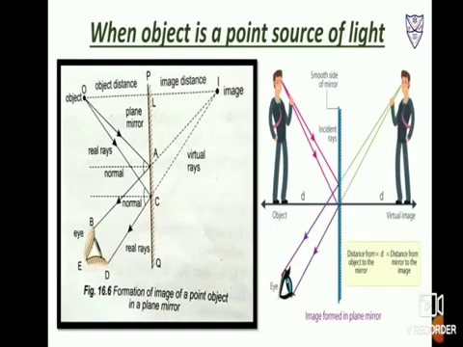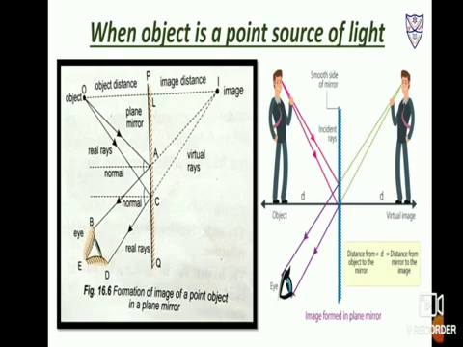Now students, let us discuss when the object is a point source of light. Observe the first image. A point source of light O is placed in front of plane mirror PQ. The rays of light starting from point O travel in all directions, but here we are going to take two rays, OA and OC. As soon as they strike the mirror, they reflect back. AB and CD are the reflected rays.